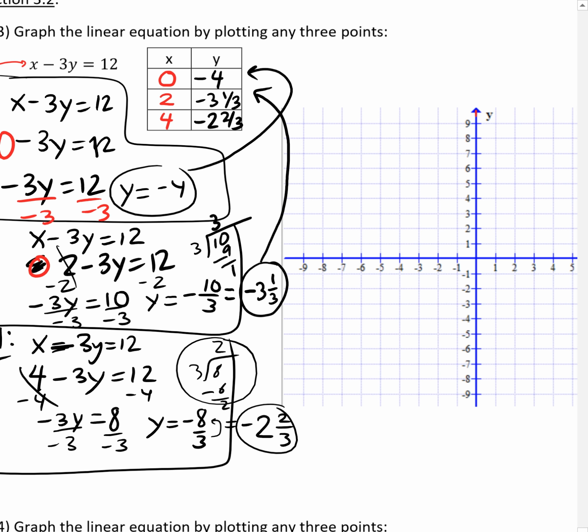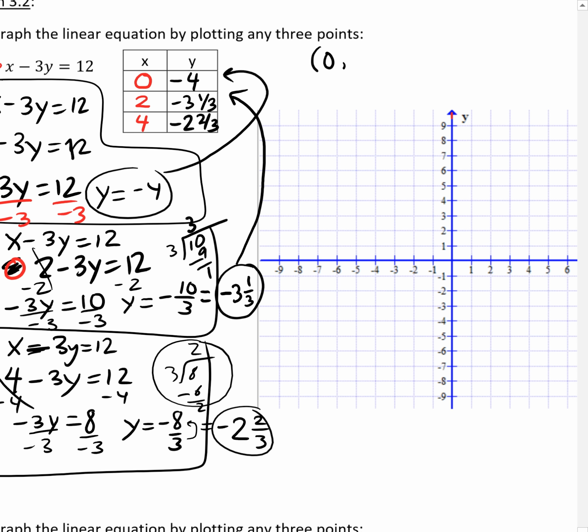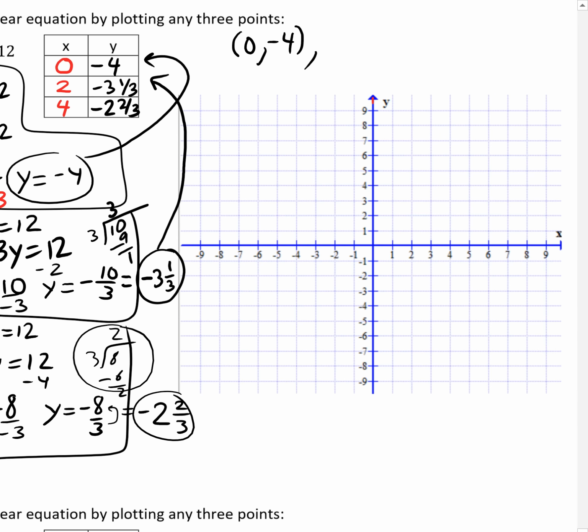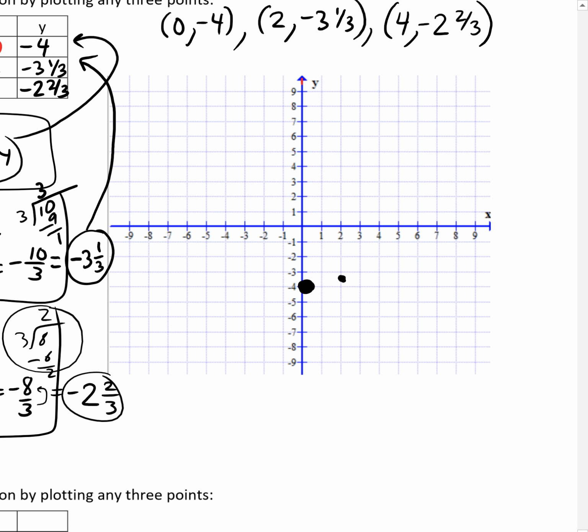Whew, and if I plot those 3 points, I should be good. So my points are 0, negative 4, that was the first one. Over here. Second point I found was 2, negative 3 1/3. So I'll go to the right 2, down to negative 3 1/3, which is a little lower than negative 3. So don't worry about it being perfect. As long as it's between the correct two numbers, then you're good. The last point I found was 4 comma negative 2 2/3. So 4 to the right, and then down 2 2/3, and let's say that's about here.